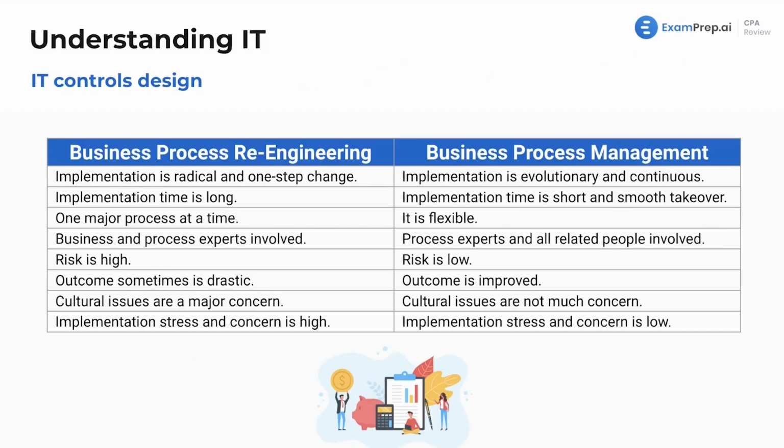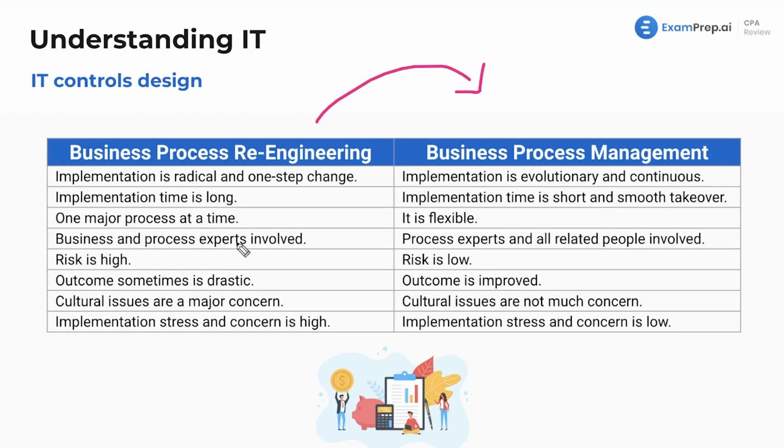All right, here's a nice summary of what we talked about and a little bit more. Now, these are taken from multiple choice questions, right? I am making sure to just go over what you're going to be asked. I'm not wasting your time. I'm giving you exactly what the exam is going to want you to know about these. When we're doing business process reengineering, implementation is radical and a one-step change, right? It's just one radical step. The implementation time is long. I mean, if you're re-engineering your whole process, I would imagine it would be long. One major process at a time, kind of building on what we talked about.